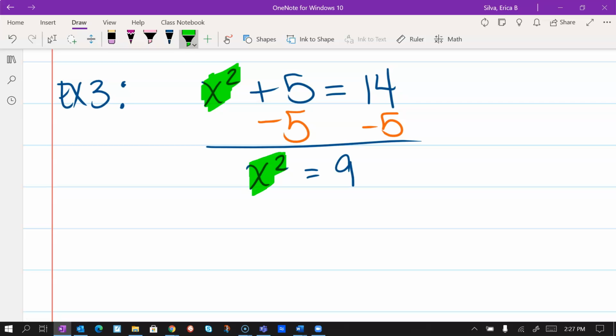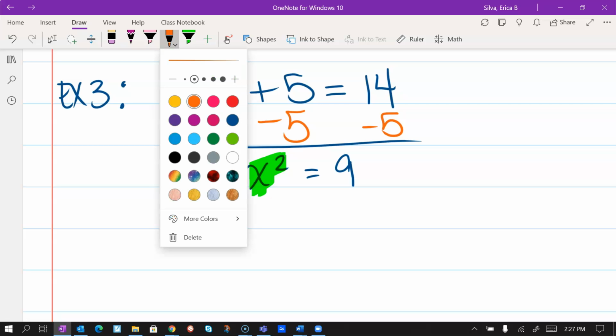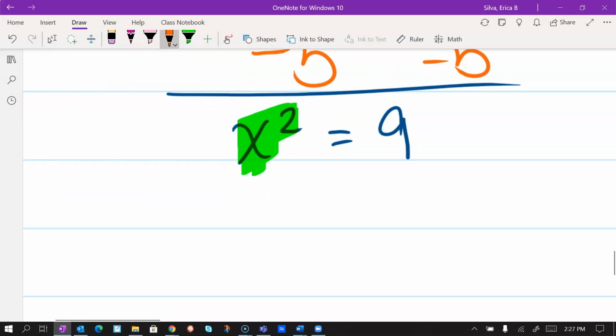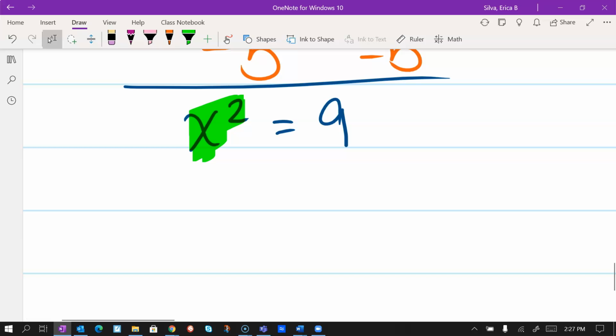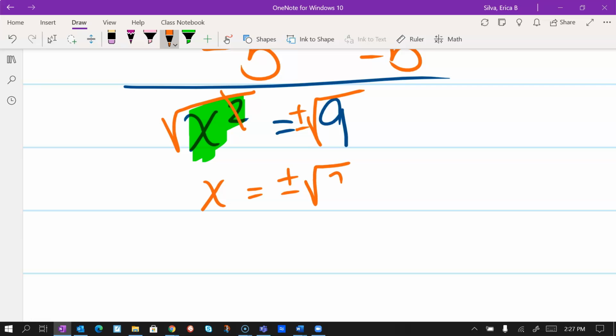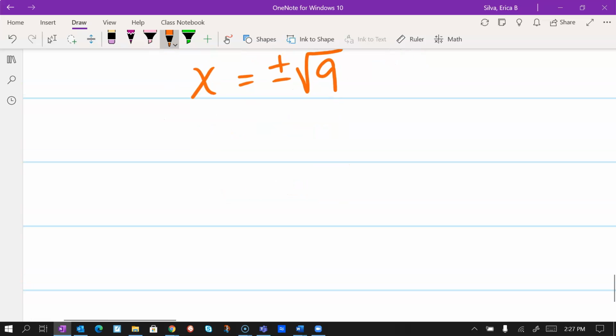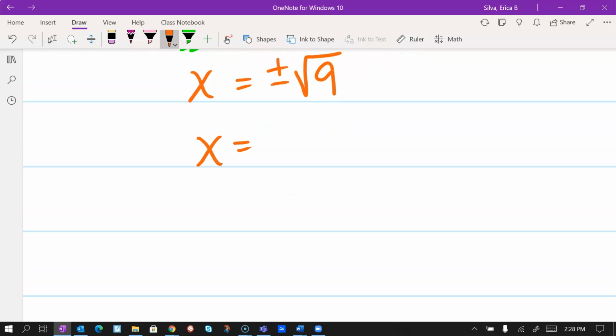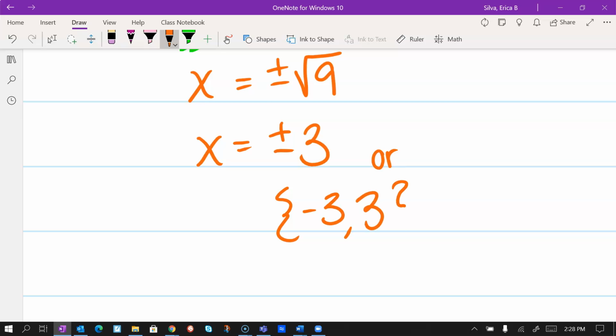Now that our x squared is isolated, what can we do? Square root. So square root of this side, and then plus or minus the square root of the other side. So we end up with x equals plus or minus the square root of 9. Do we know what the square root of 9 is? Perfect. So x is equal to positive or negative 3, or negative 3, positive 3.